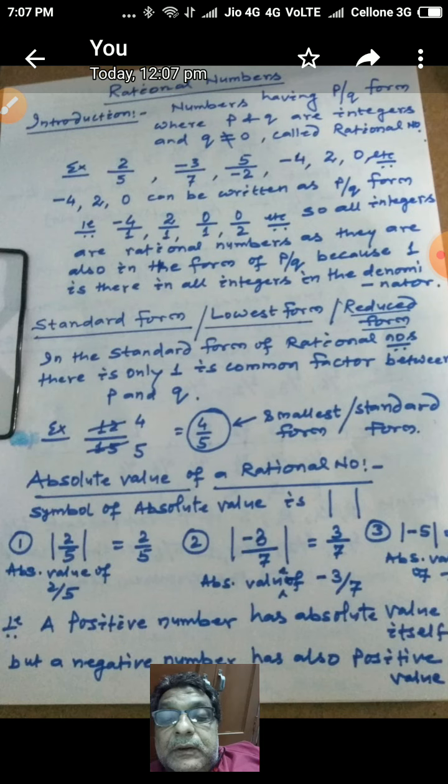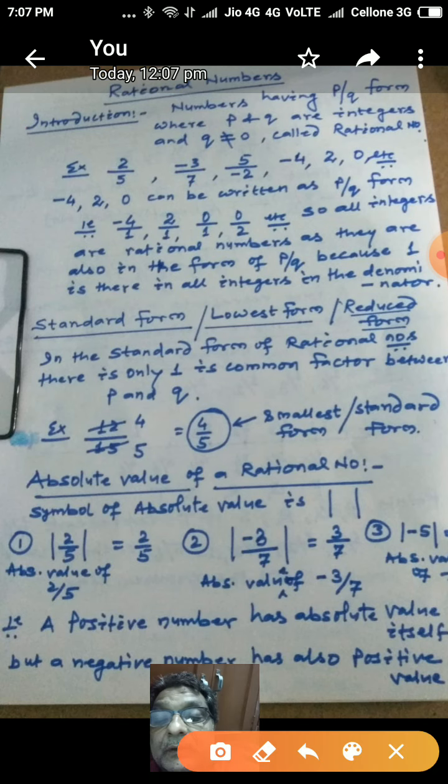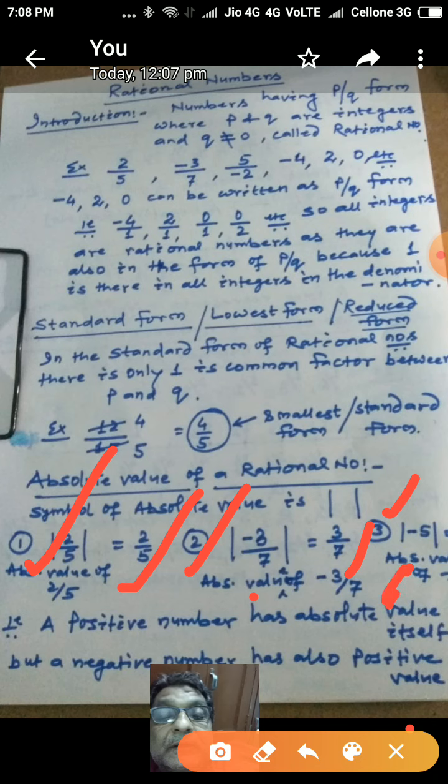There is a rule that any positive number has absolute value equal to that number itself. For example, here we have taken the absolute value of 2 by 5. Since 2 by 5 is a positive rational number, its absolute value is equal to this number, that is 2 by 5. But there is another rule that for any negative number the absolute value is again positive. For example, if we take the absolute value of minus 3 by 7, then it comes 3 by 7. Similarly, the absolute value of minus 5, written inside two vertical lines, since it is minus, the absolute value will be positive, that is, the absolute value of minus 5 is equal to 5.